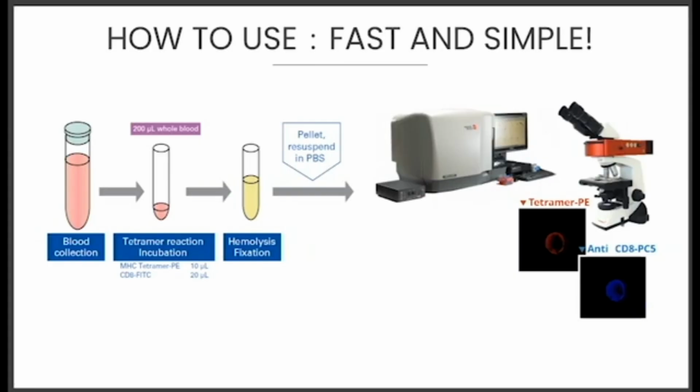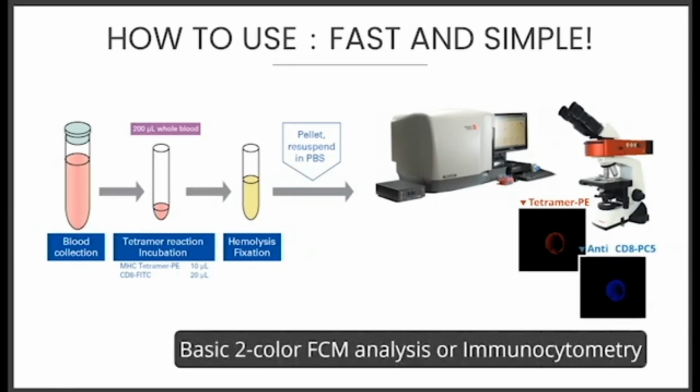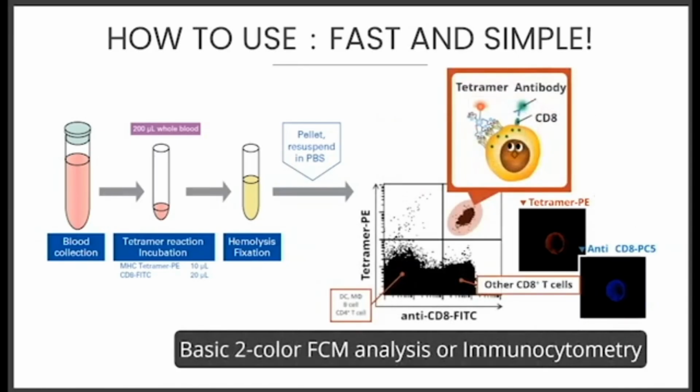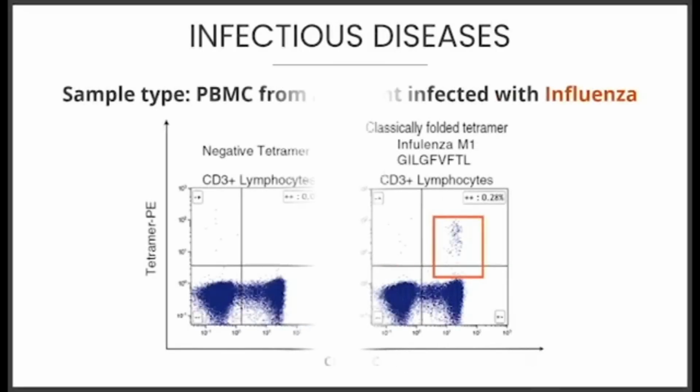For performing flow cytometry, we used two-color analysis. The double-positive cell population represents the target antigen-specific T cells. We will show you an example using a human sample in the next few slides.